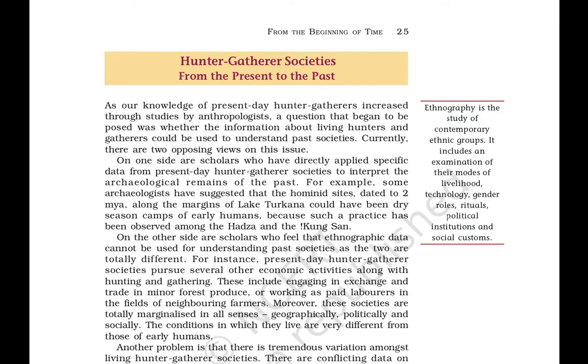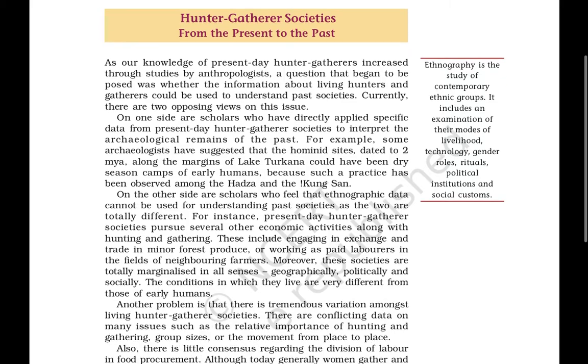For example, some archaeologists have suggested that the hominid sites dated to 2 million years ago along the margins of Lake Turkana could have been dry season camps of early humans, because such a practice has been observed among the Hadza and the Kungsan.